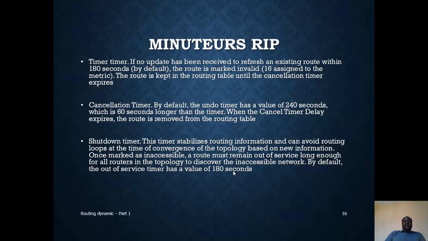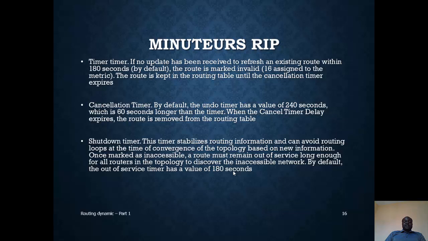Now, the invalid timer: if no update has been received to refresh an existing route after 180 seconds by default, the route is marked invalid. The route is kept in the routing table until the flush timer expires. And the flush timer, now let's talk about it. By default, the flush timer has a value of 240 seconds, which is 60 seconds longer than the invalid timer. When the flush timer expires, the route is removed from the routing table.